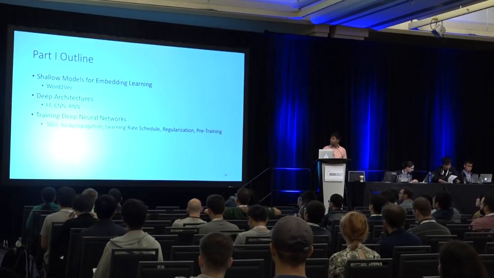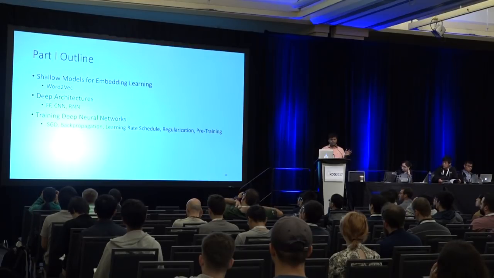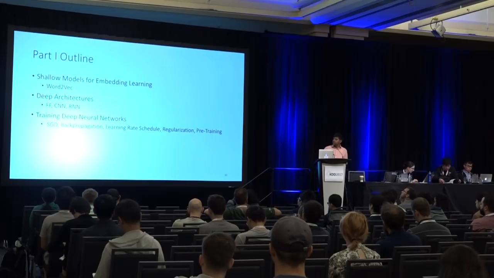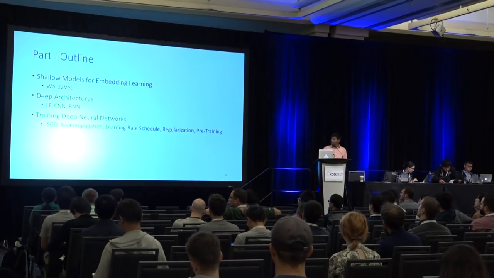So this is a brief outline of part one. We'll start off with Word2vec, which is really shallow learning, but it gives the foundation for embeddings and other things that we'll talk about later in the lecture. And we'll cover some architectures with feedforward, CNNs and RNNs. And we'll also talk about how to train deep neural networks.